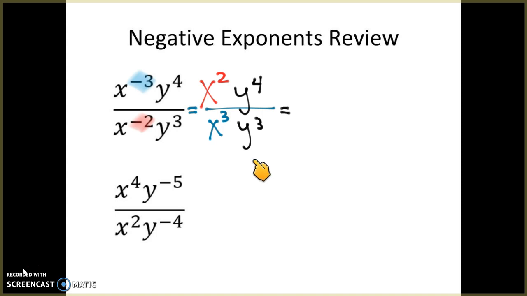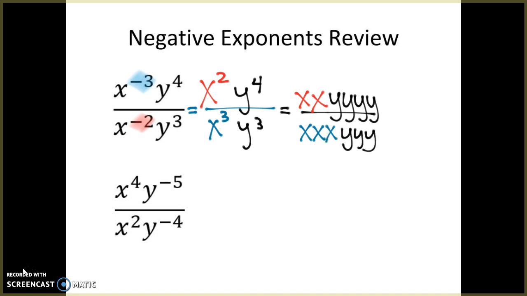Now this is like any other problem that we've done before. I have x squared times y to the fourth power, x cubed times y cubed, and then we can write this out. Use the expanded method, so x squared is x times x, and then y to the fourth power is y times y times y times y. Then I look at x cubed, well that's just x times x times x, and then I have y cubed, so that'd be y times y times y.